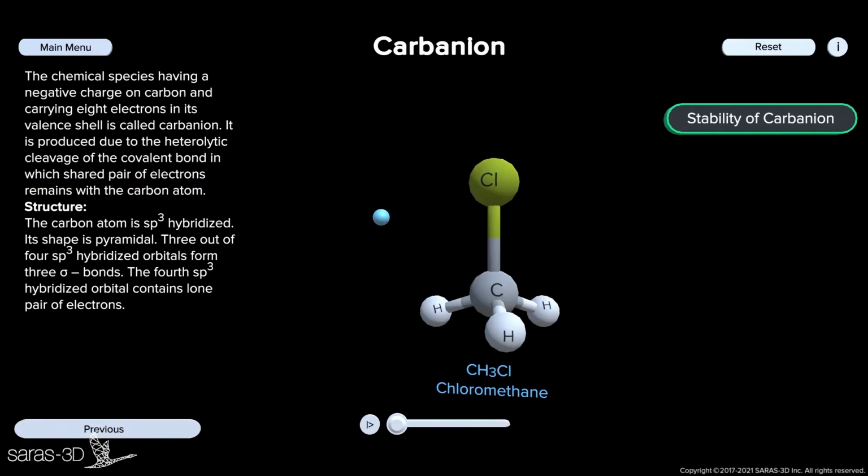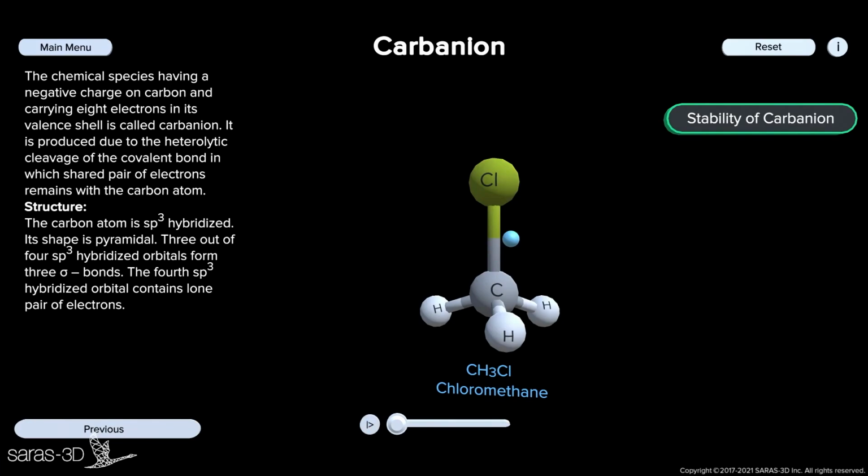Let's talk about another reaction intermediate, which is the carbanion. Now, as the name suggests, this chemical species is going to have a negative charge on the carbon, and hence the name carbanion. Now, this species has 8 electrons in its valence shell. So how is it produced?